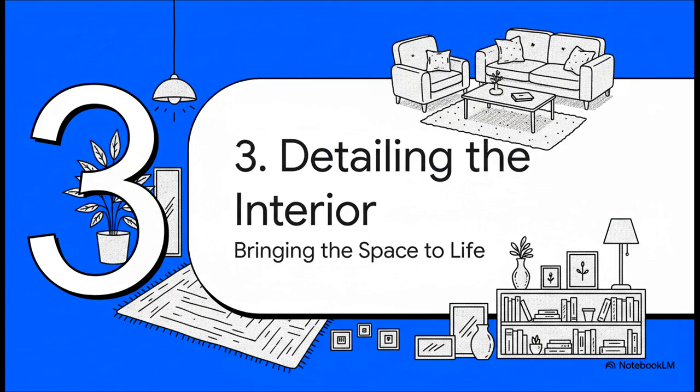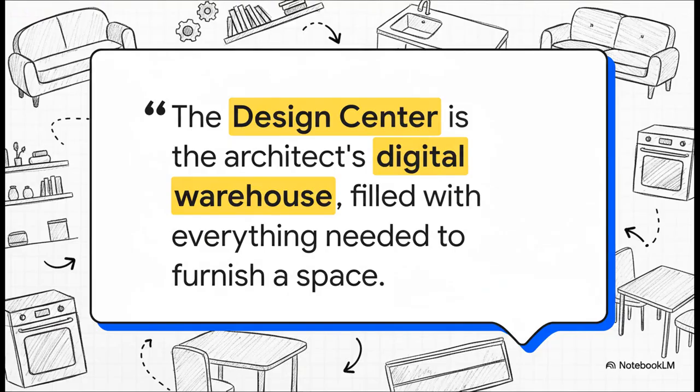Okay, so our building shell is up, built with these super smart, efficient parts. Now it's time to actually bring the space to life. We're moving inside to fill the plan with all the little details, the functional stuff, the aesthetic stuff that really makes a house feel like a home. So how do the pros do this so fast and keep it all consistent?